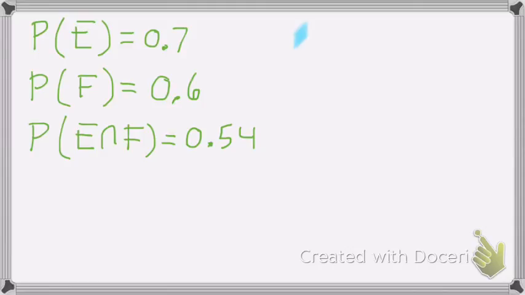So it wants us first of all to find the probability of E given F. That notation means the probability of E occurring given that F is occurring, or the probability of E occurring if you know that F has already occurred.